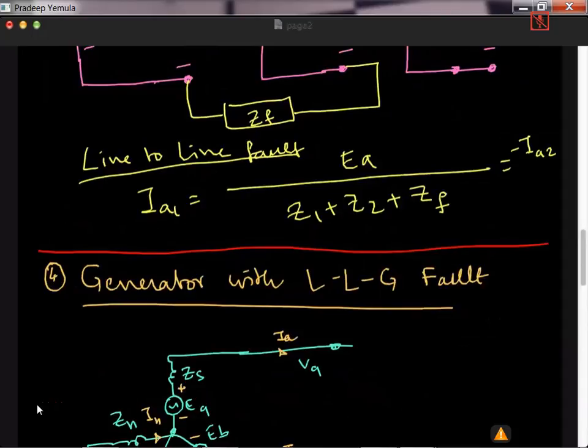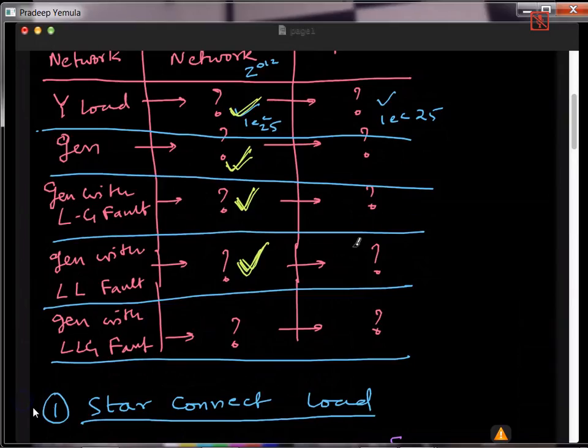So I think we completed all the cases. Let me go back and refer to my first page. Completed all the cases. I have given you the sequence network of a simple load, the sequence network of a generator, the sequence network of a generator with LG fault, with LL fault, and finally the sequence network of a generator with LLG fault. So all cases we have discussed.